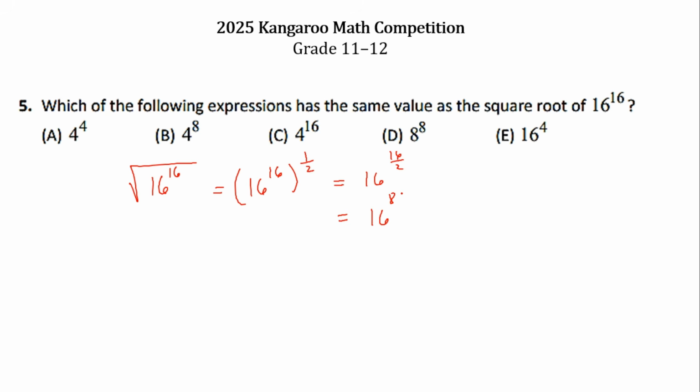However, we don't have a base of 16 from options A to D, and obviously E is incorrect, right? Let's change the base of this by having 4 squared raised to 8. And again, by law of exponent, we will just multiply 8 and 2, so we will have 4 raised to 16. Okay, so the answer here is option C.